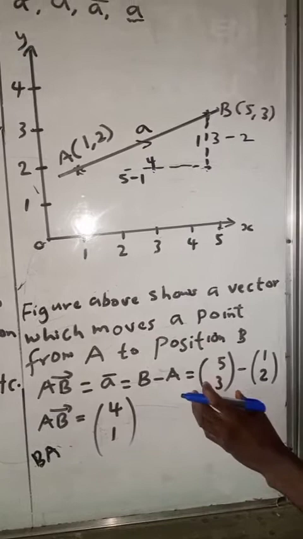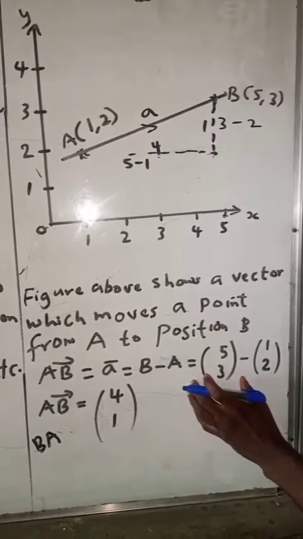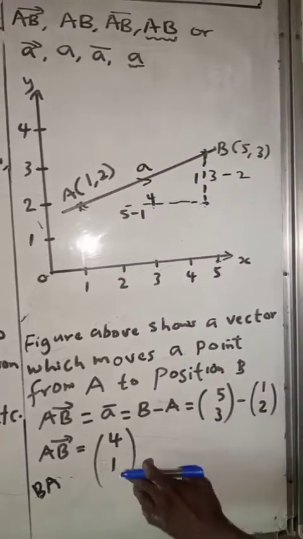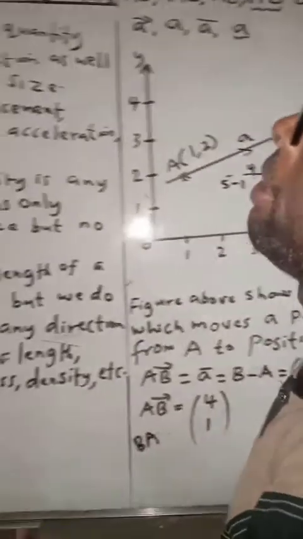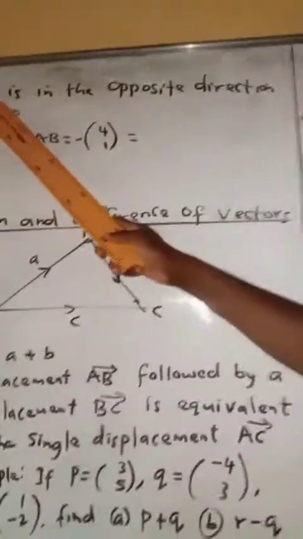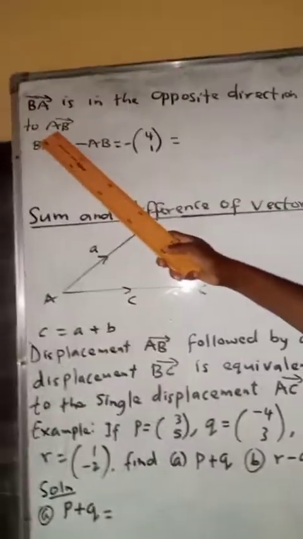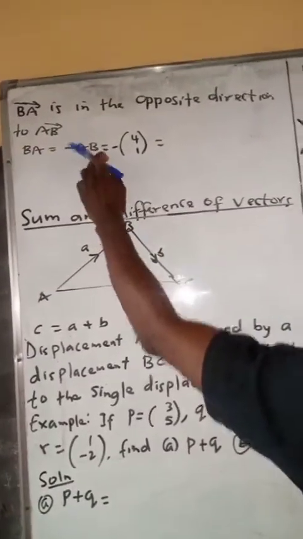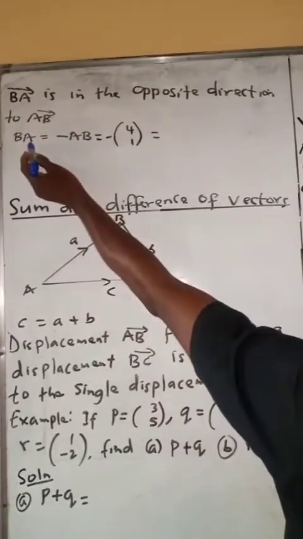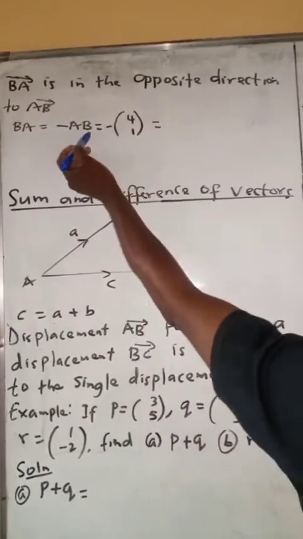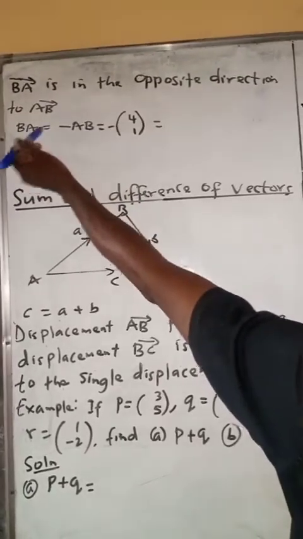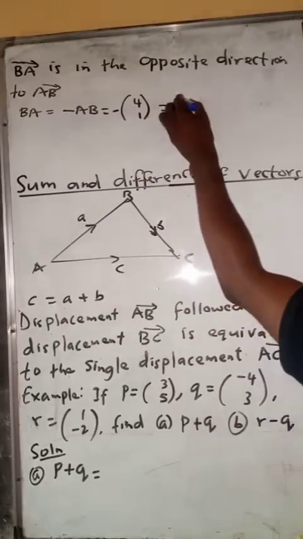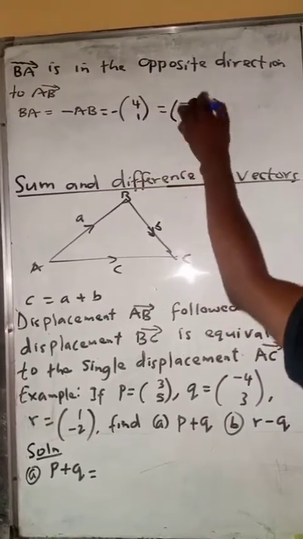So this is in column form. We call it column vector. That's the format. So 5 minus 1 gives us 4, and 3 minus 2 gives us 1. This is vector AB. We also have vector BA. Vector BA is in the opposite direction to vector AB. You see? So it's going to be negative because they have the same magnitude but different direction. So since vector AB is (4, 1), BA is the negation of AB but in a different direction. So we now have (minus 4, minus 1).